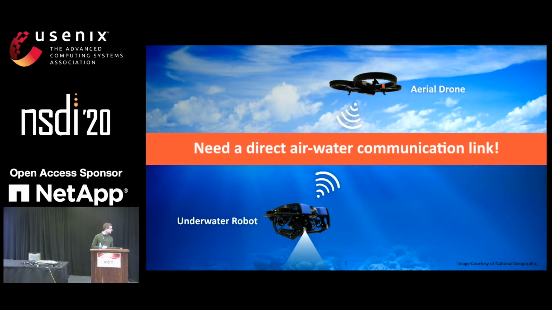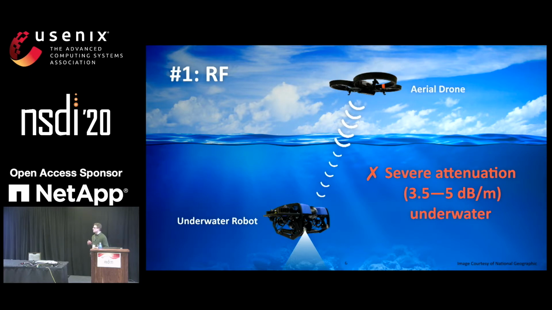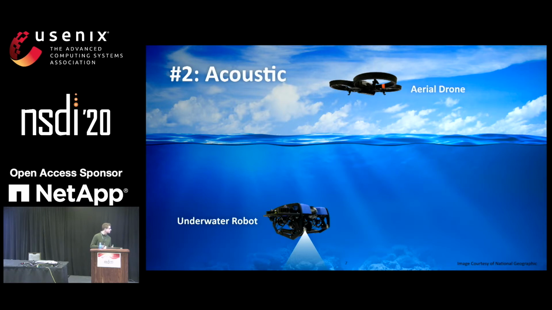So let's look at some of the communication mediums we can consider here. First, RF. This is the go-to, right? Wi-Fi, 5G in the air are fantastic. However, if we consider the case of underwater, we're going to get this severe attenuation. And this does depend on the wavelength, but even at low frequencies, we can have attenuation of about 3.5 to 5 decibels per meter, so only allowing short wireless links. Second, acoustic communication. Just purely due to the physics, these waves will reflect off the air-water boundary, meaning we can't support a direct link using purely acoustic communication.